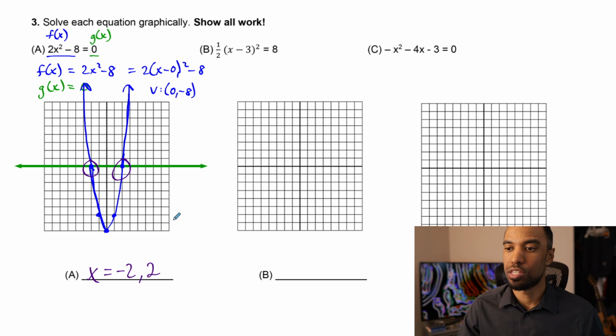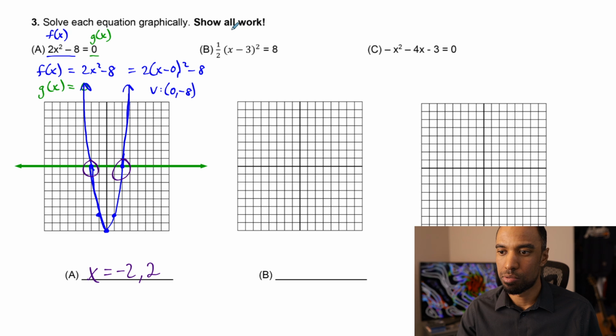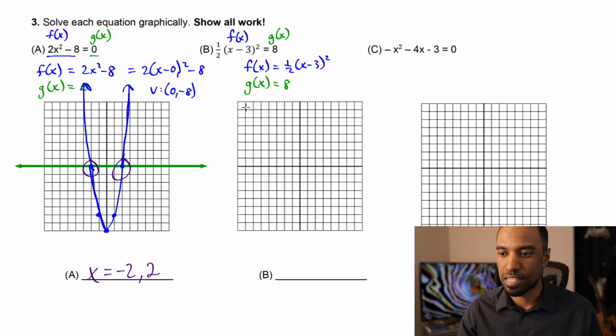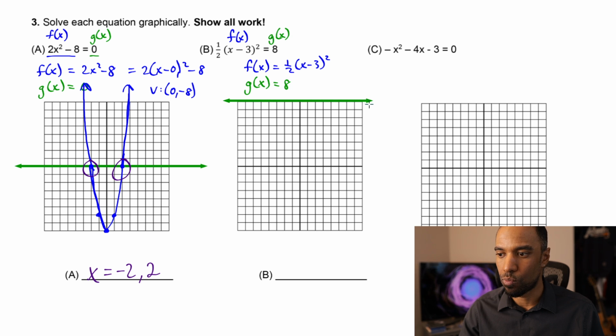All right, part B. Same kind of thing. If I treat it straight up right now as f of x in blue and g of x in green, we will be looking at f of x equals 1/2 times the quantity x minus 3 squared here, and then g of x equals 8. That means we are looking at a green line all the way up here, right? Y equals 8 is on that top line right there.